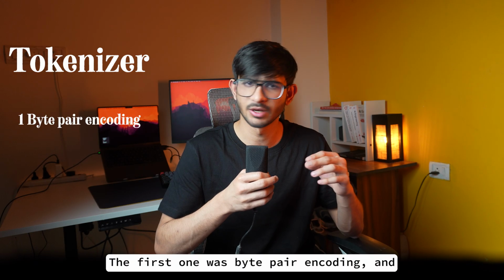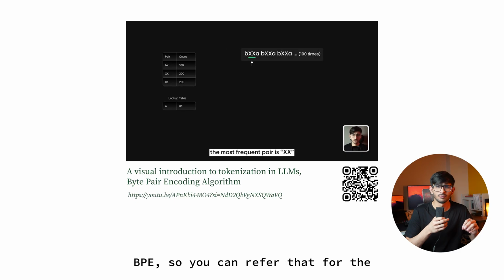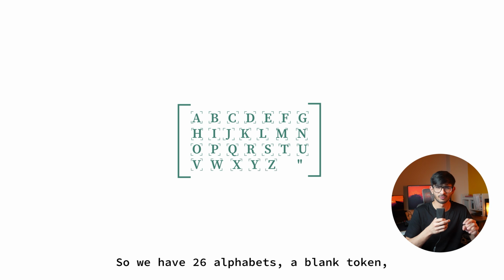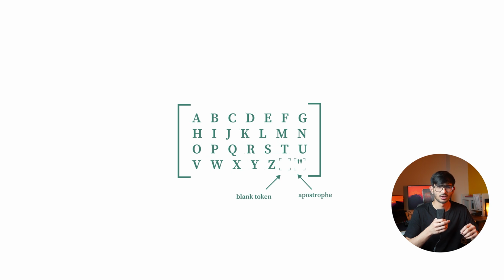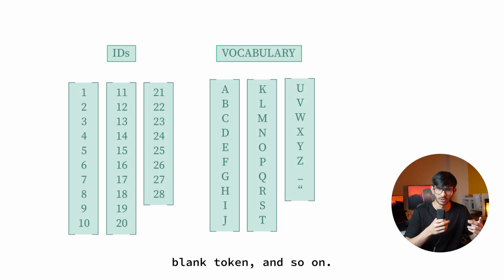For the tokenizer, I have used two types. The first one was byte pair encoding and the second one was character tokenizer. I have made a very detailed video about BPE, so you can refer to that for the same. Let's focus on the character tokenizer. So we have 26 alphabets, a blank token, and an apostrophe. The vocab ID ranges from 1 to 28. Basically, it covers A, B, C, D, the blank token, and so on.